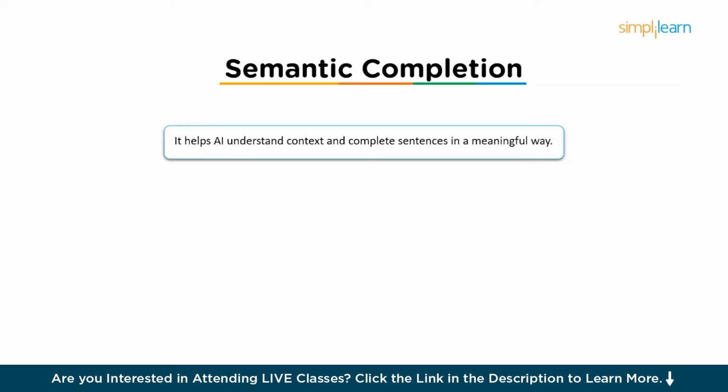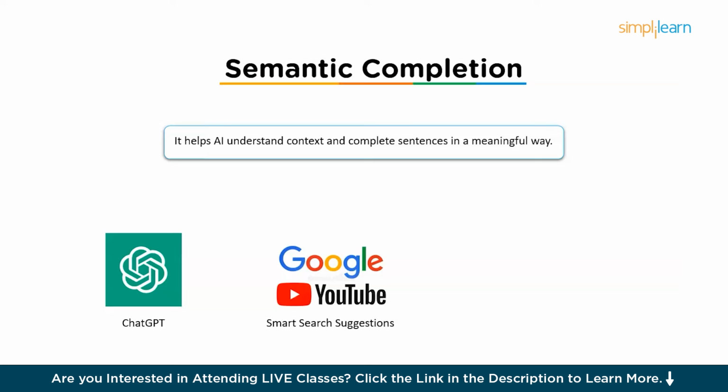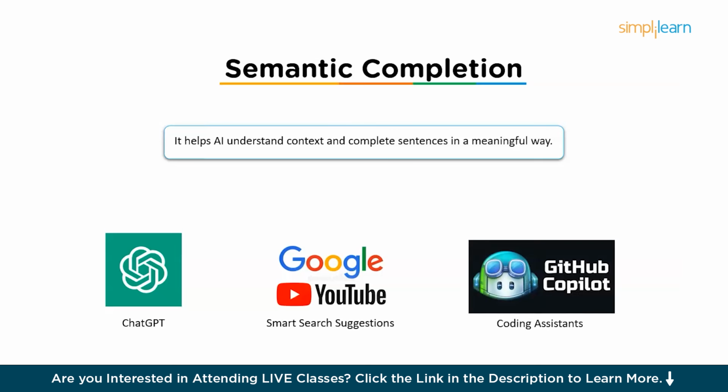So the next question comes, where is it used? It is used in AI chatbots like ChatGPT. It is used in smart search engines like Google and YouTube. Then it is used as a coding assistant like GitHub Copilot and IntelliSense.